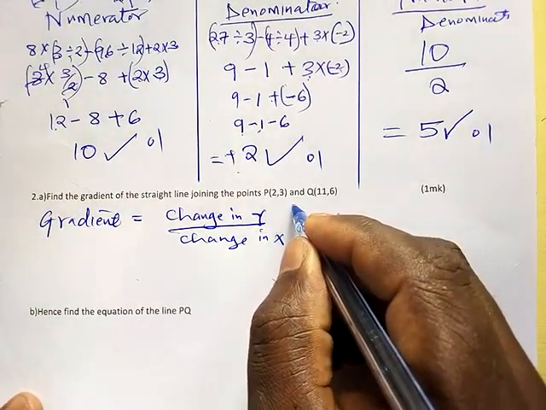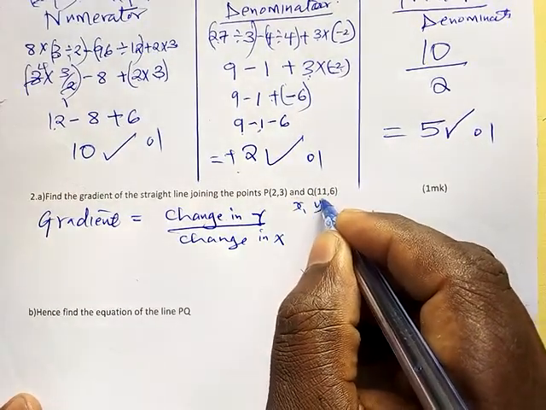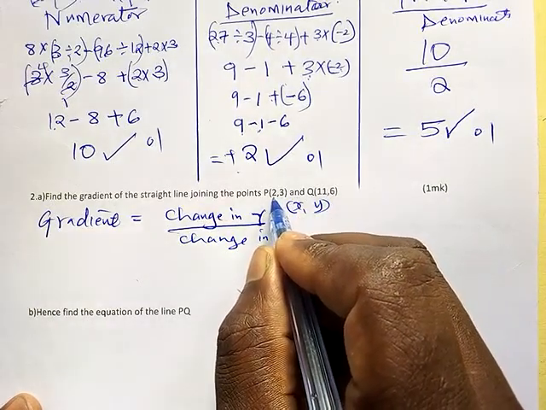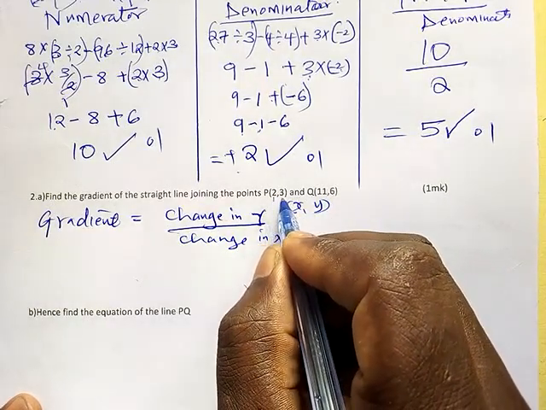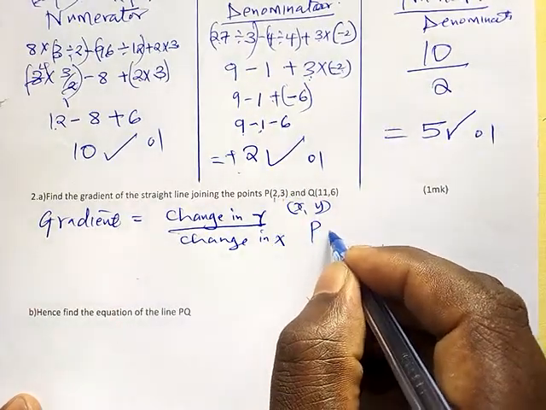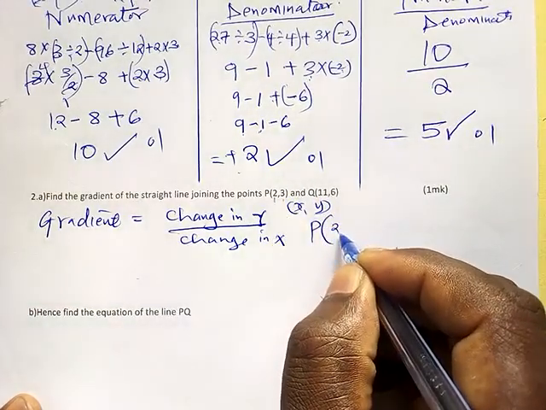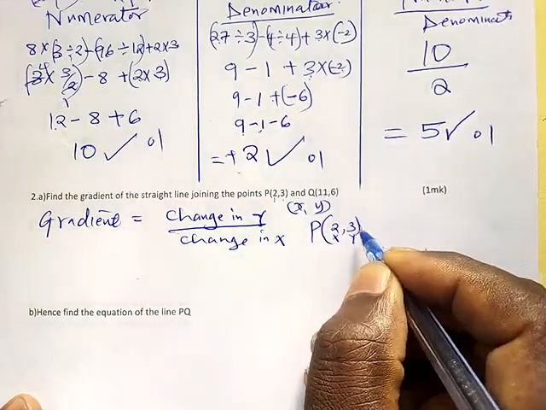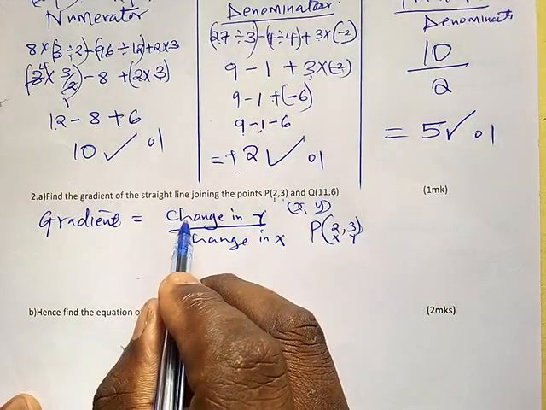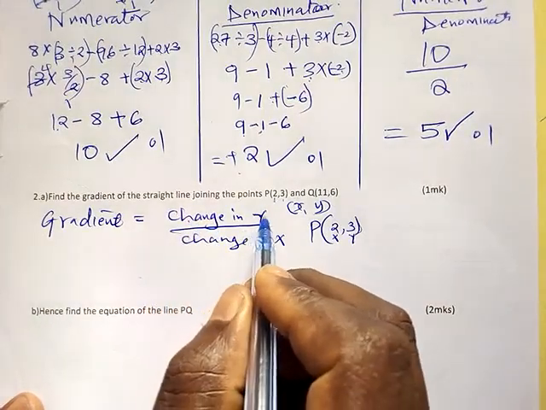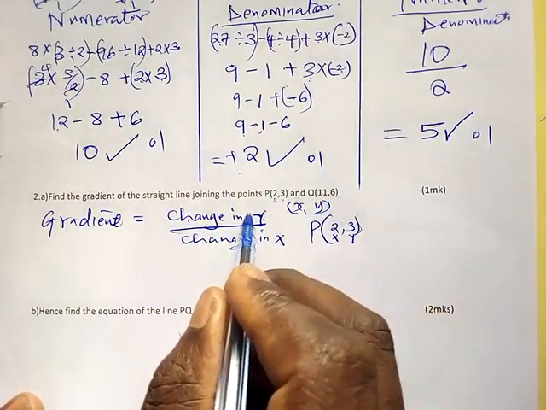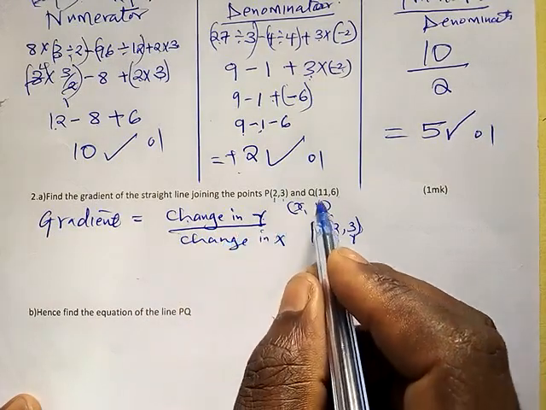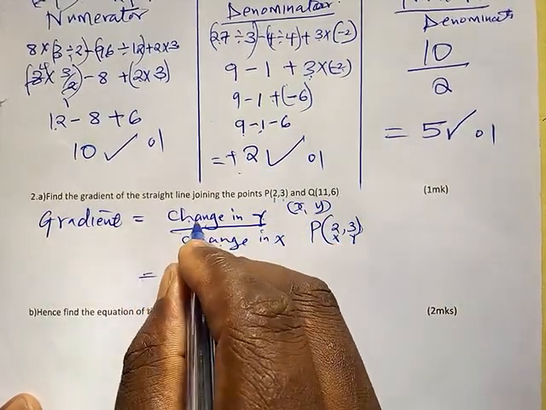So let me take (x, y). The first coordinate here is called x. The second one is y. So for P, 2 is the x coordinate and then 3 is the y. You should know that. So when we say change in y, we are subtracting the y coordinates, and we are changing the value in x. So here change in y.